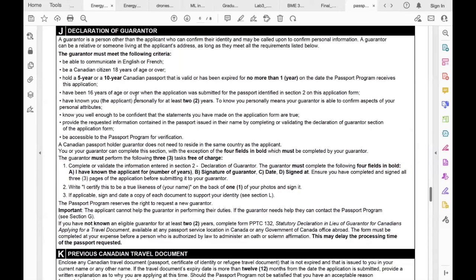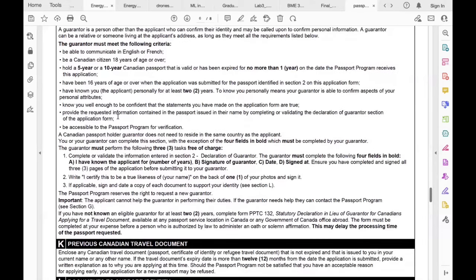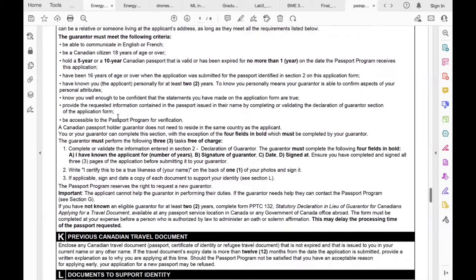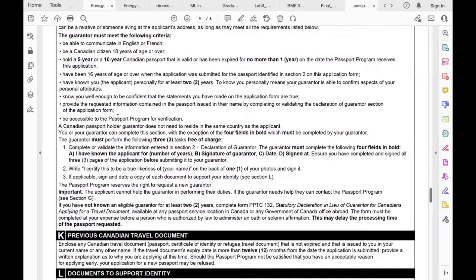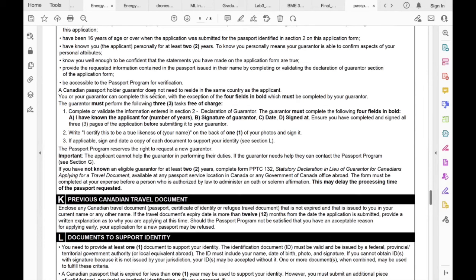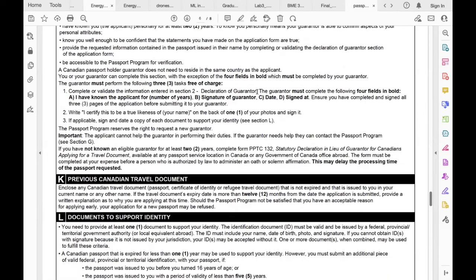If they were 16 years of age or over when the application was submitted for the passport identified in section 2 of this application form, they should know you for at least 2 years. To know you personally means the guarantor is able to confirm aspects of your personal attributes. That's why they allow your guarantor to be your relative, because if they are contacted, they need to verify certain information, and your guarantor should be able to do that. A Canadian passport holder does not need to reside in the same country as the applicant. So they can be in any part of the world, but they must have a valid email address and their phone number. If the authorities want to contact them, they must be accessible.